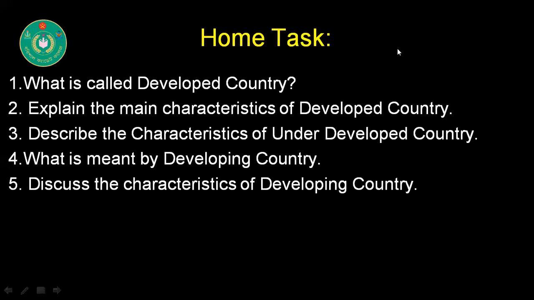Now, home tasks. Cadet, look at your home tasks. First of all, what is called developed country. Number 2, explain the main characteristics of developed country. Number 3, describe the characteristics of underdeveloped country. Number 4, what is meant by developing country. And lastly, discuss the characteristics of developing country.